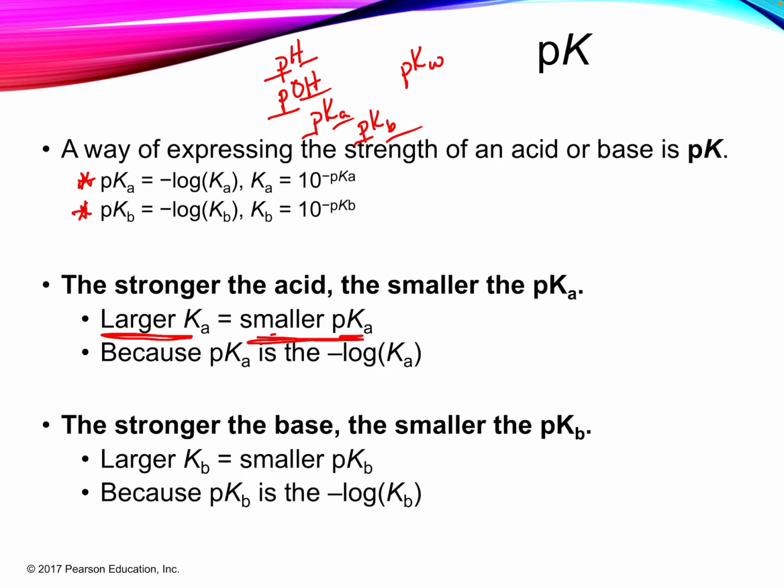Same thing with a base. If it's a base, it's going to have a really large Kb, which means it's going to completely dissociate, and it's going to have a very small pKb because it's related to the pOH scale. Okay, so pKa or Ka both can tell you about how strong or weak the acid is, or the base.